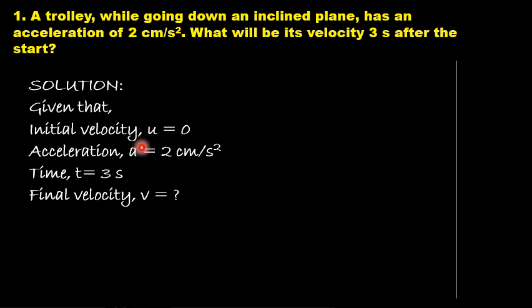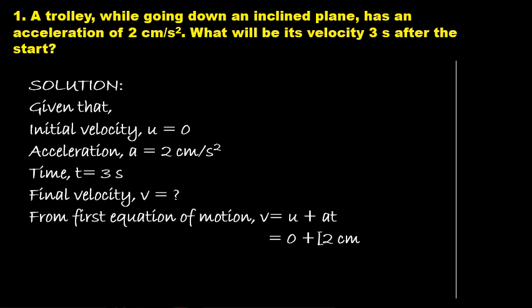So obviously u, v, a and t are given. So the first equation of motion, v is equal to u plus at, will be applicable here. In this equation we put all the quantities. V is unknown, so we will put v only here. U is 0, as I have explained just now. A is given to be 2 centimeter per second square, into t. T is 3 seconds, so we put the value 3 seconds.